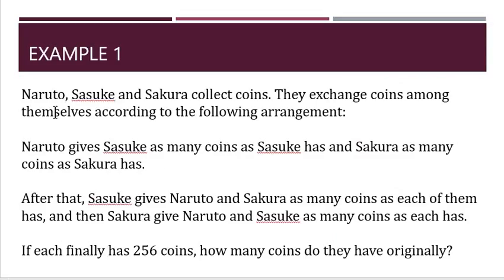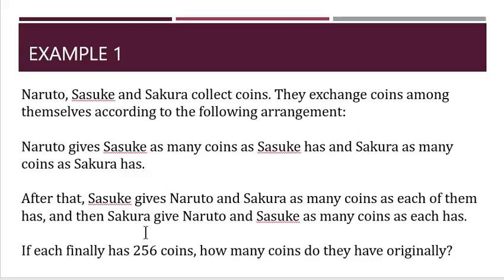First example: Naruto, Sasuke, and Sakura collect coins. They exchange coins among themselves according to the following arrangement. Naruto gives Sasuke as many coins as Sasuke has, and Sakura as many coins as Sakura has. After that, Sasuke gives Naruto and Sakura as many coins as each of them has. And then Sakura gives Naruto and Sasuke as many coins as each has. If each finally has 256 coins, how many coins do they have originally?